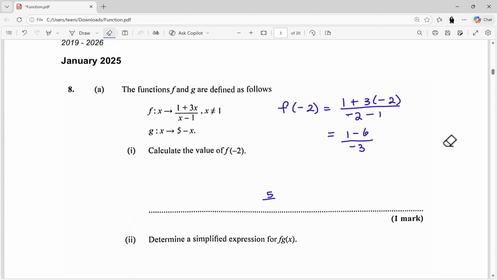The answer is actually positive, because this would be negative 5 divided by negative 3, and negative divided by negative is a positive. So 5/3. Let me check on my calculator because you need to double check. That would be 1 plus 3 open brackets negative 2 close brackets divided by negative 2 minus 1.